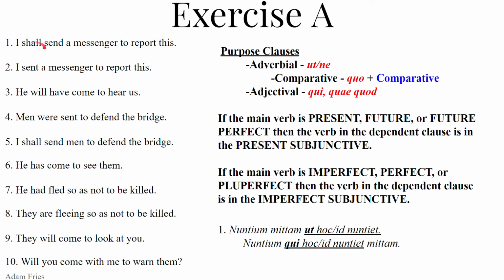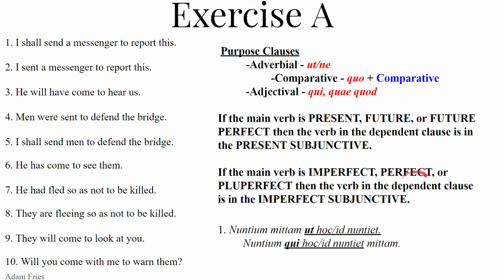So in number 1, we determined that because this was a future indicative, we were in primary sequence, and that affected the tense of the subjunctive. Number 2, once again, the main introductory verb, I sent a messenger. Well, why'd you do that? So he could report this. Oh, so that was the purpose, the reason for sending the messenger. But I sent him in the past. We are in secondary sequence.